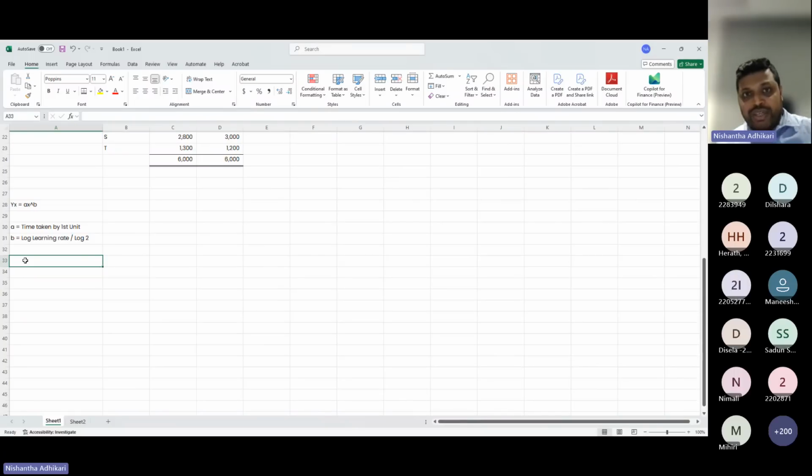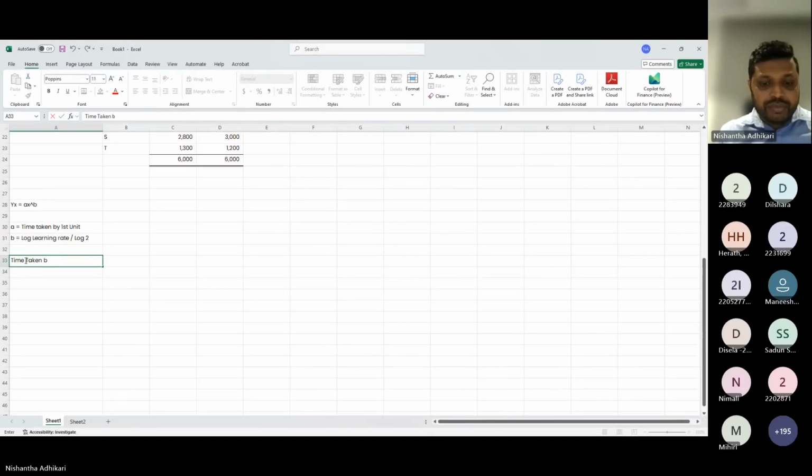Therefore, I will find out the time taken by the 6th job. First you have to find out if you manufacture 5 units, how many hours it will take. If you produce 6 units, how many hours it will take. Then from 5 to 6, the incremental time is the time taken by the 6th unit. We will do it like this. First, I will calculate the time taken by 5 units.